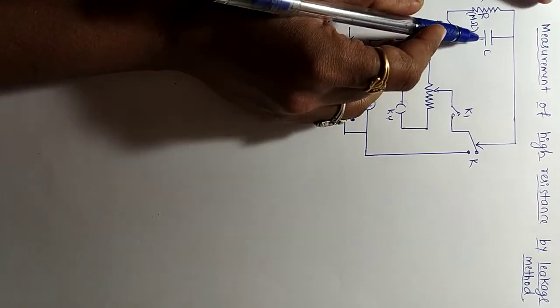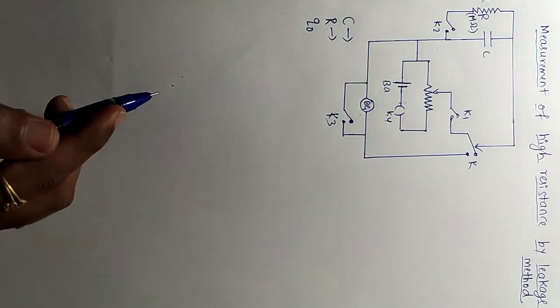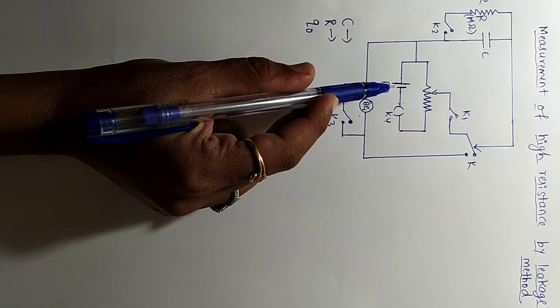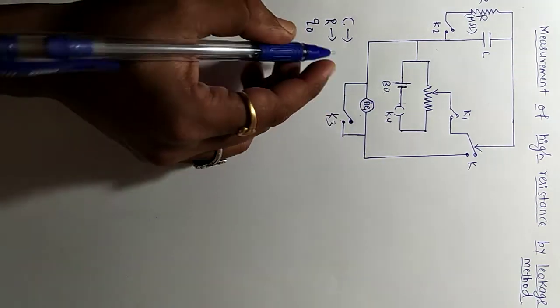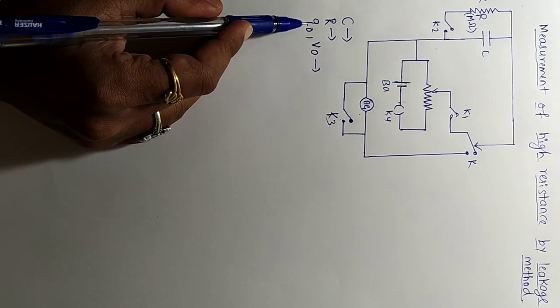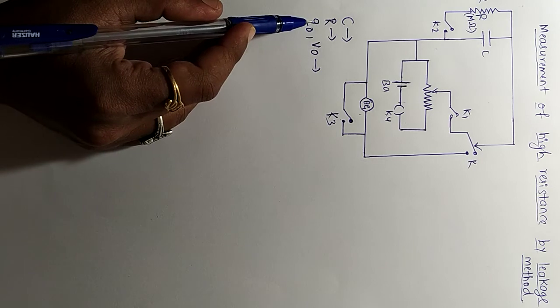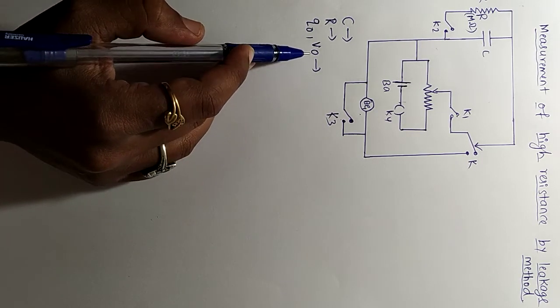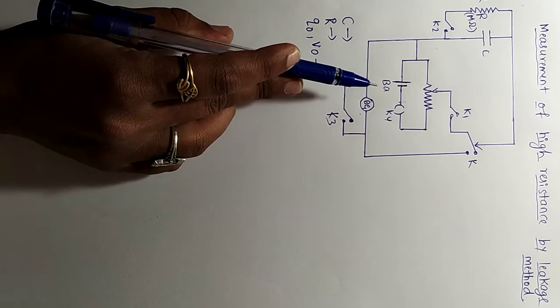To store a high amount of charge, is it necessary to give a high voltage from the battery? At that time the voltage given by the battery is V naught. Understood? So Q naught is the maximum number of charges in the capacitor, and V naught is the maximum voltage supplied by the battery.